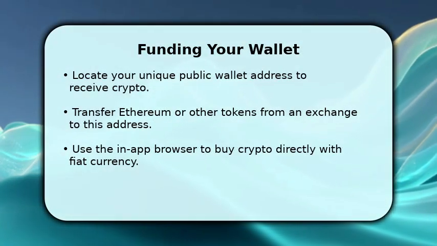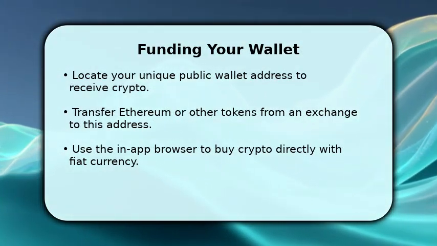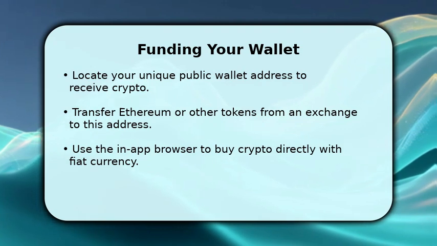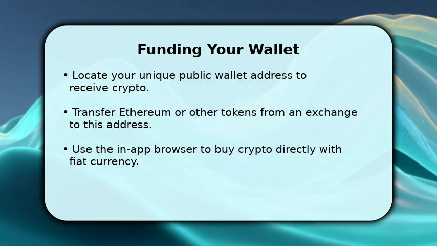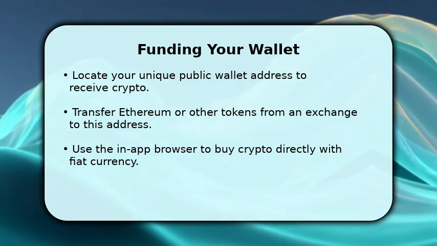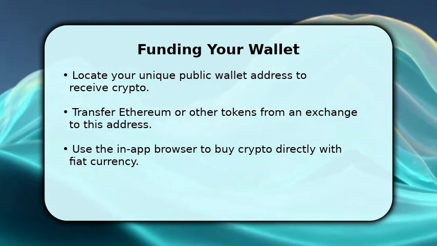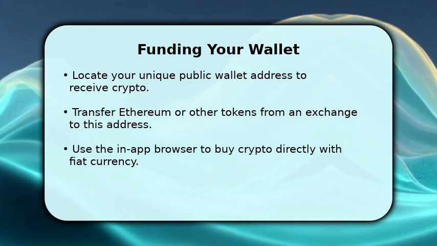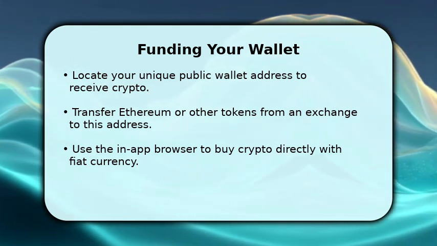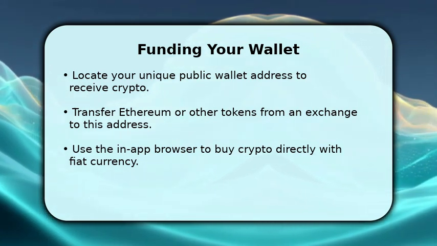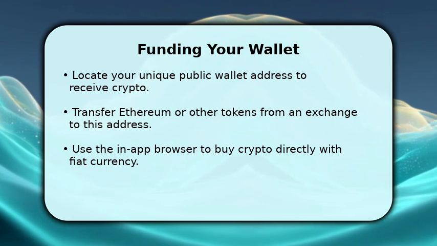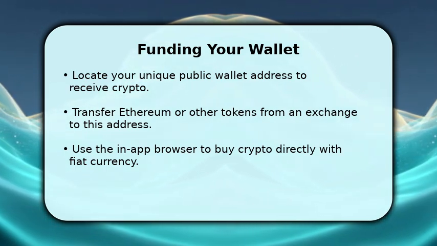Now that your wallet is set up, it's time to add some funds. Tap on your public wallet address to copy it. This is where you'll receive cryptocurrency. You can transfer Ethereum or other supported tokens from a crypto exchange to this address. Alternatively, MetaMask allows you to buy crypto directly within the app using fiat currency, offering a convenient way to get started with your digital assets.